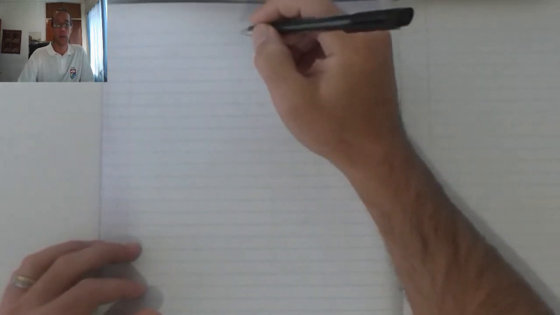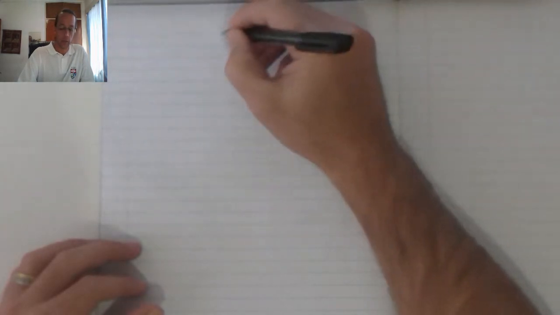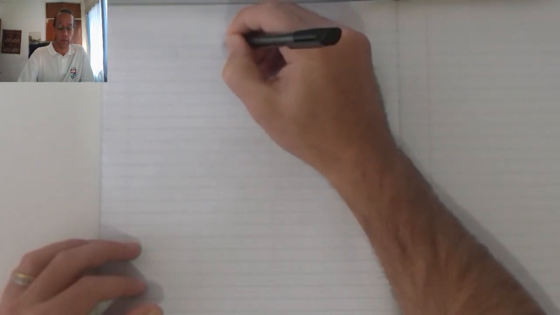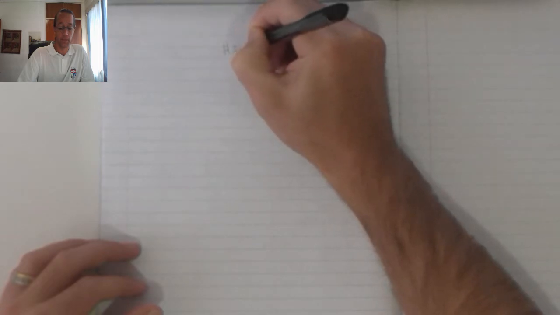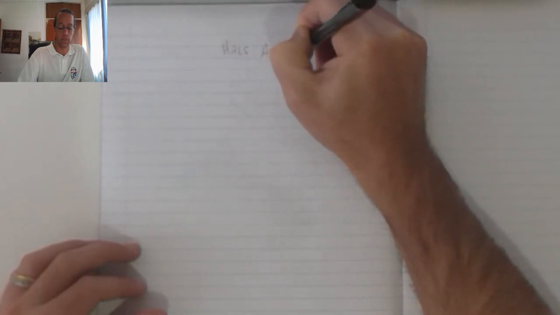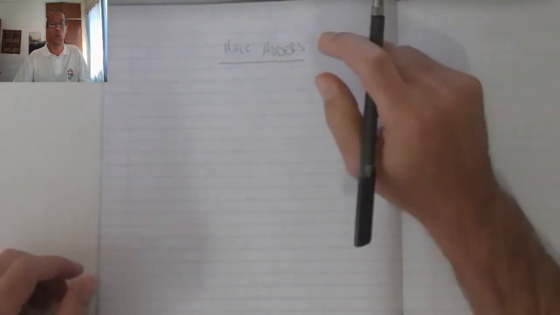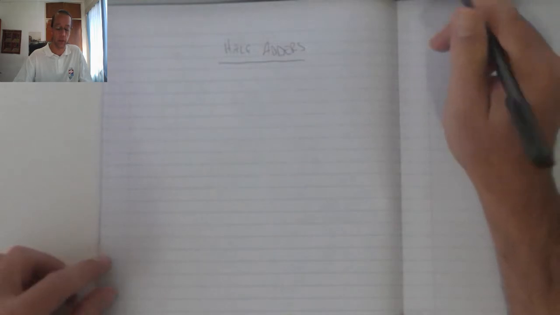Now once the information has been input, we can now start working with that information. Firstly, today we're going to look at half adders. Now half adders are used whenever we want to add two single bits together.